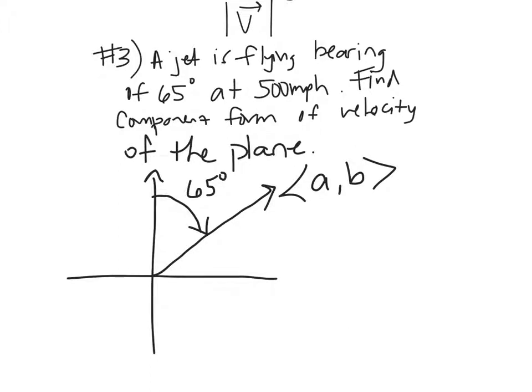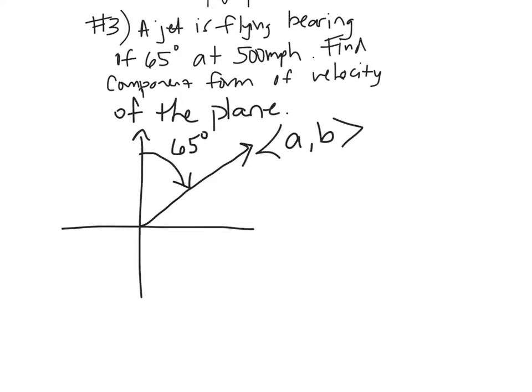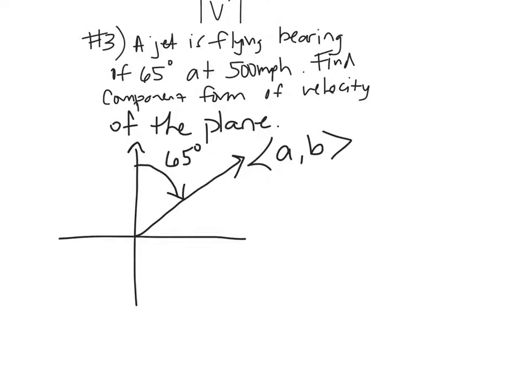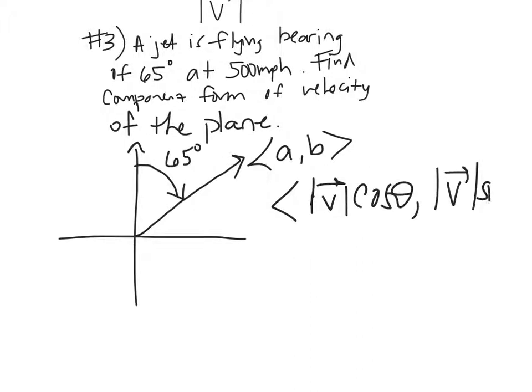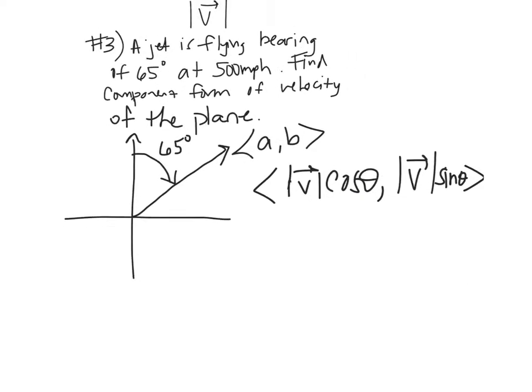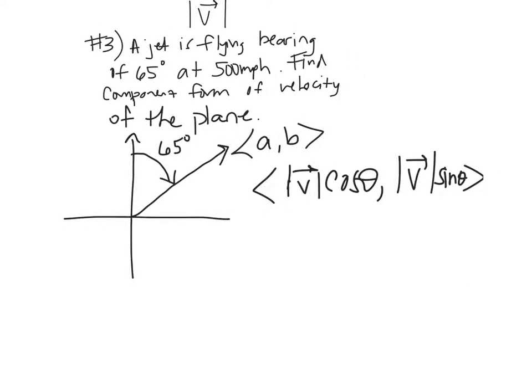Okay? And we have that formula. Remember the formula that I gave you? Which is magnitude cosine of theta, magnitude sine of theta. That's what we're going to use for this problem. But we need to have the right magnitude and we need to have the right theta. The magnitude we have. I told you what magnitude is. What is the magnitude in this problem? 500. Magnitude is the speed, okay?